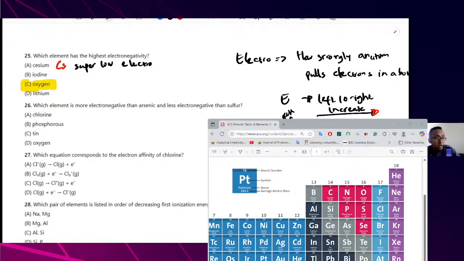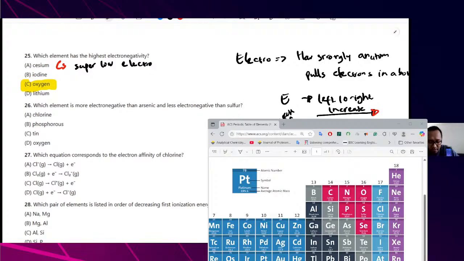All right, again, just for recap, top right corner rules, except the noble gases. Think of fluorine as the king, and then we need to find out which one is closer to fluorine. The second highest one should be oxygen.